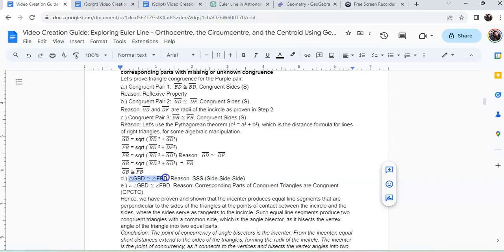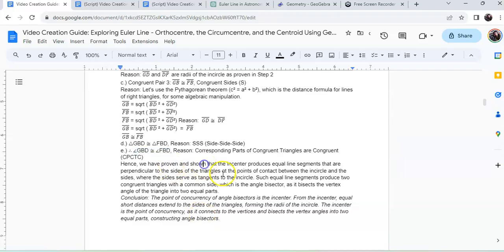So we can then say that triangle GBD is indeed congruent to triangle FBD, and the reason is, of course, the SSS postulate. And since these two triangles are congruent, all of the corresponding parts are also congruent. Therefore, we can say that angle GBD is also equal to angle FBD. So these are the two angles at the vertex.